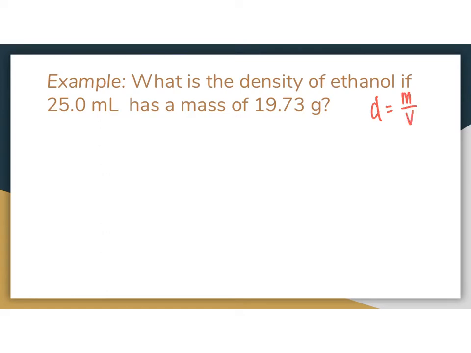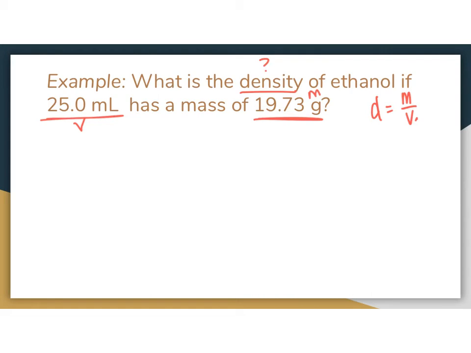Now, when I'm looking at a word problem, one thing that I like to do is underline what is given to me in the problem, numbers-wise or measurement-wise. So I know that 25.0 milliliters goes with the volume, so I'm going to label it a V for volume. And then the 19.73 grams, grams is the unit for mass, so I know that this is mass. And then it's asking what is the density, so this is what I'm going to try to solve for.